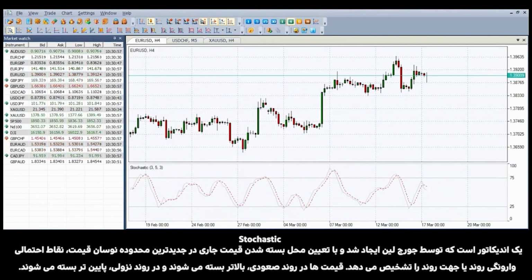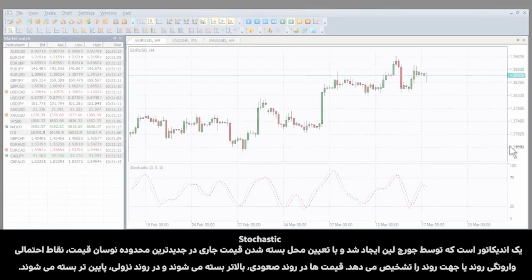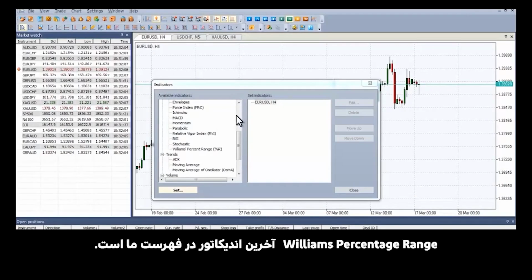The stochastic is an indicator introduced by George Lane to identify price trend direction and possible reversal points by determining the place of the current close price in the most recent price range. As in a sustainable uptrend, close prices tend to be on the higher end of the range and the lower end in a downtrend. Last on our list is the Williams percent range.